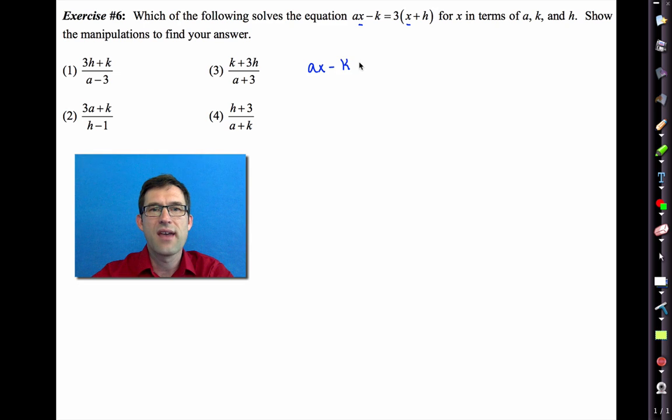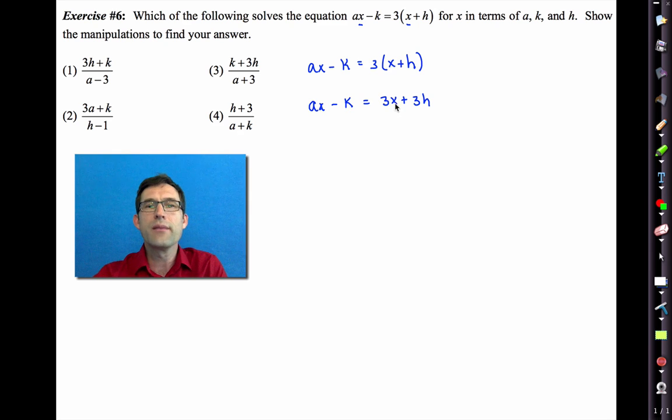Ax minus k is equal to 3 times x plus h. All right, well, I think if it were me, the first thing I would do is I would distribute that 3. So I'll get 3 times x, and I'll get 3 times h. Now keep your eye on the ball. What I'm trying to do is solve for x. Generally speaking, I will take everything that doesn't have an x in it, and I will put it on one side, very often the right side.